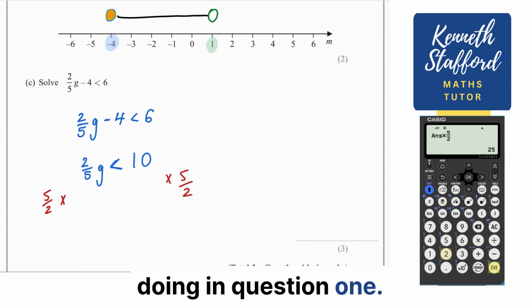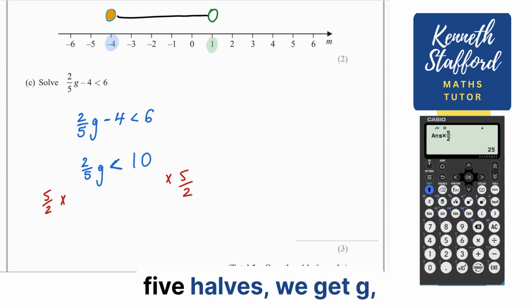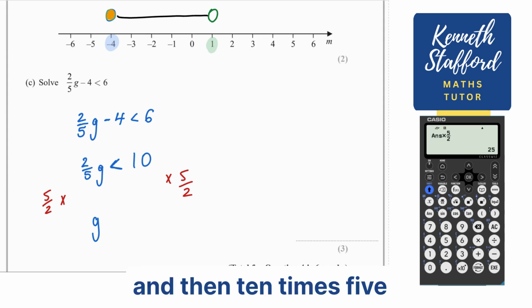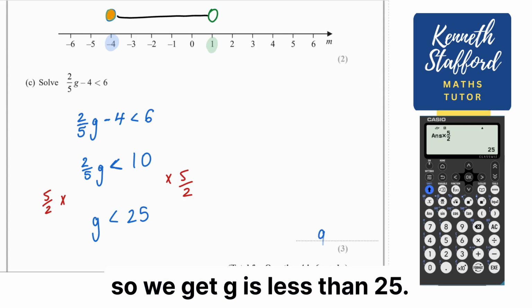Similar to what we were doing in question 1. So if we times 2/5 by 5/2, we get G. And then 10 times 5/2 is 25. So we get G is less than 25.